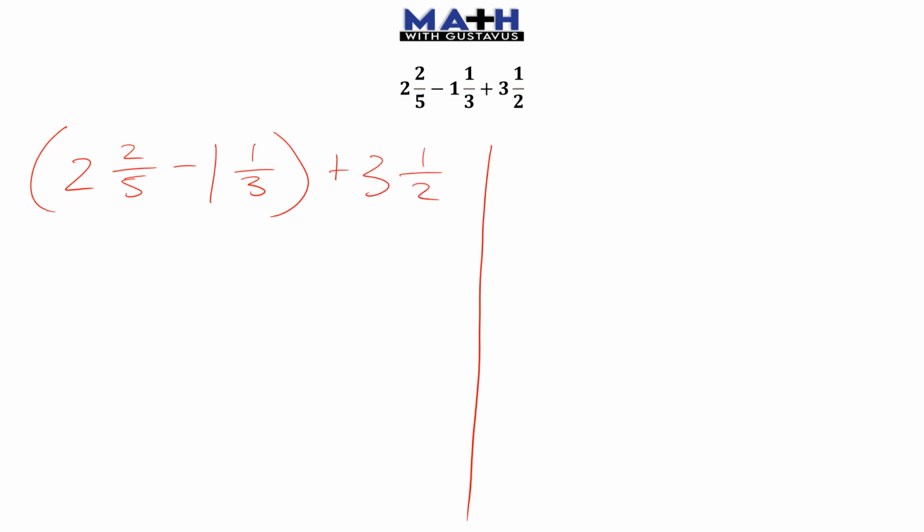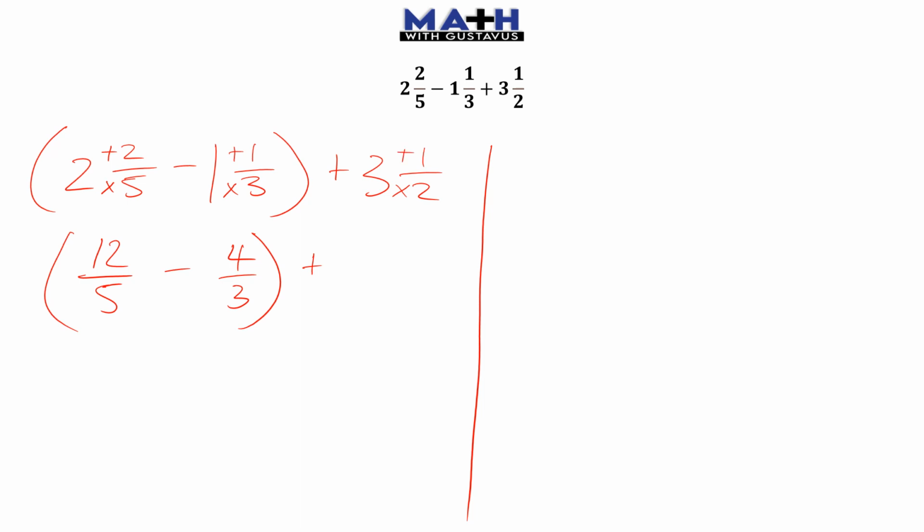Alright, after you have done that, convert all the mixed numbers to improper fractions. Let's do the first one. 5 times 2, that's 10. 10 plus 2, that's 12. That's 12 over 5 minus, then 3 times 1, which is 3, plus 1, that's 4. So that's 4 over 3. Then we add, then convert right here. 3 times 2, 6, plus 1, 7.